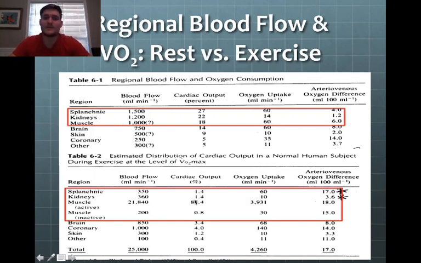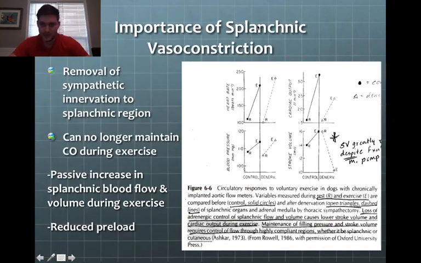We're going to need this increase in cardiac output that is happening. We're still going to need to be able to redistribute that. So you need that splanchnic vasoconstriction in order for that to occur. And so you could see what happens when you remove that innervation is that you get significant decreases in cardiac output and then stroke volume. Right? And this is the reason why you see such a reduction.